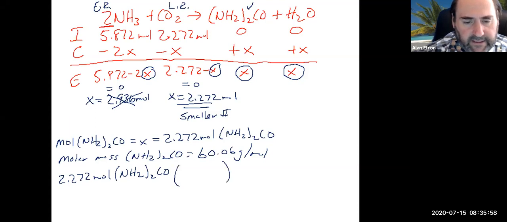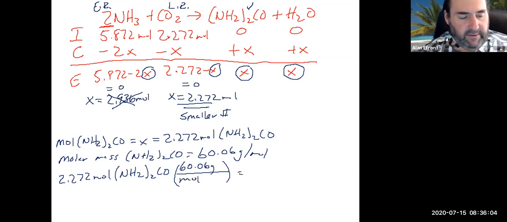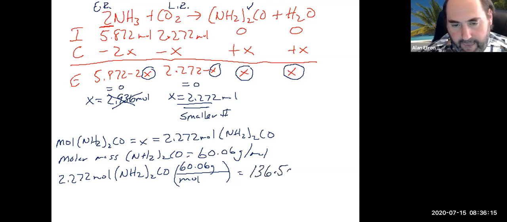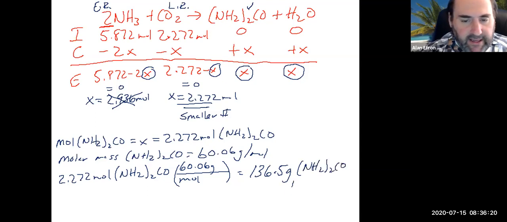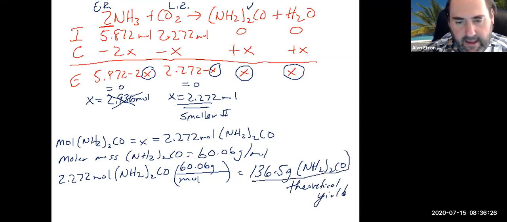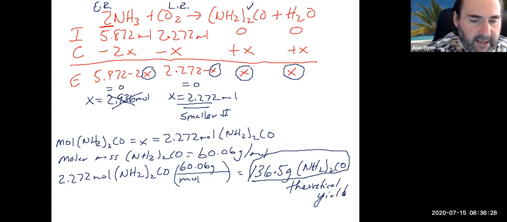We're going to convert it into grams by multiplying by the molar mass. And what we will end up with is 136.5 of our product. And again, this is our theoretical yield. Any questions so far on that calculation?